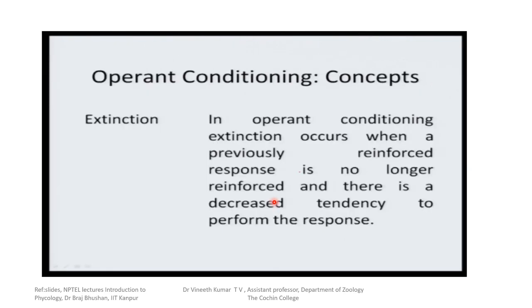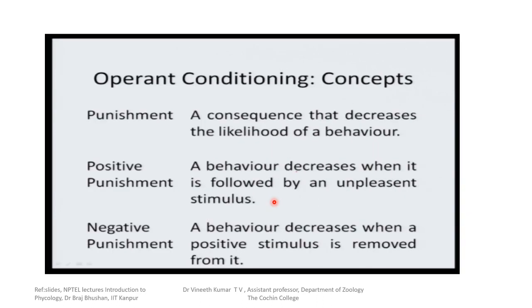So here also the concept of extinction happens. That is, in operant conditioning, extinction occurs when a previously reinforced response is no longer reinforced and there is a decreased tendency to perform the response. So if a particular response is not getting rewarded, or a particular response does not help an animal to escape from a particular stimulus, the behavior will go extinct. So that is what is called extinction.